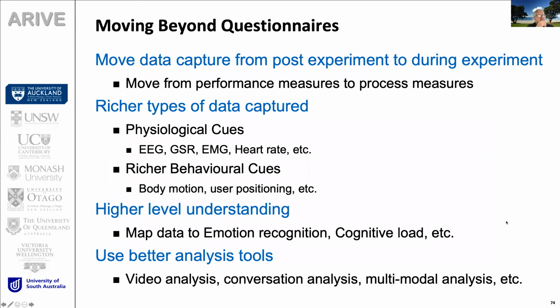So just to finish up, I want to talk about how important it is to move beyond questionnaires. When I first started user studies in AR and VR, obviously we had these very simple questionnaires, but now we can move from using questionnaires after the experience to capturing data from during the experience. So moving away from performance measures to more process measures. And there's a wide range of rich data types you can capture, as I've shown, using EEG or GSR or behavioral cues. You can also use that to map to high-level understanding, so map to cognitive load or emotion recognition, and there's a lot better analysis tools as well.